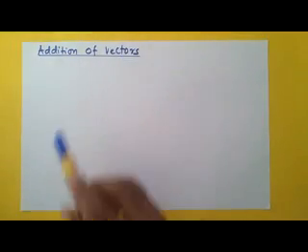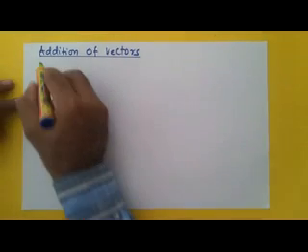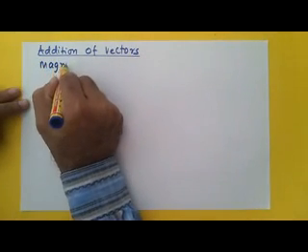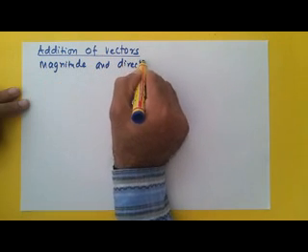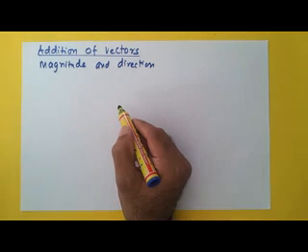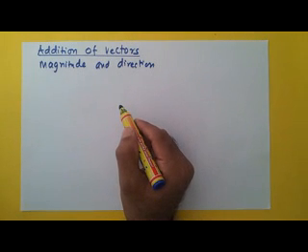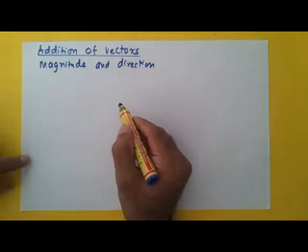We know that vectors are physical quantities which have both magnitude and direction, right? And hence addition or subtraction of vectors becomes slightly complex. You cannot simply add the magnitude.